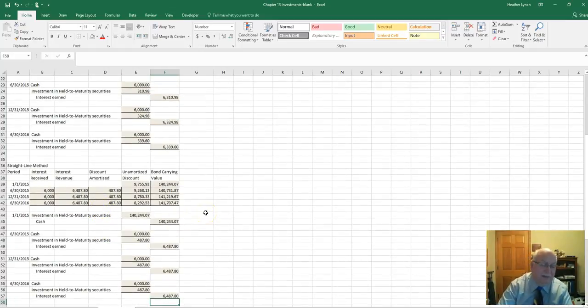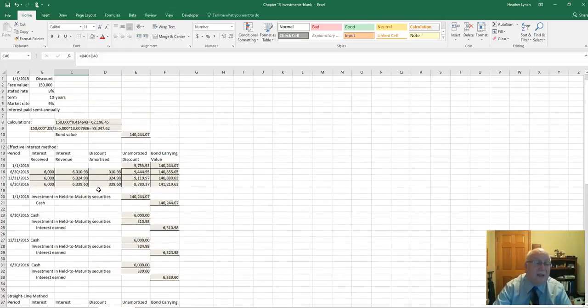So this is how you do the straight line method. The discount amortizes the same, that's why it's a straight line. Just divide it by 20 or the number of pay periods that you have, and then for the interest revenue, it's going to be the two added together for a discount. Remember what I said, if it's a premium, it will be subtracted.